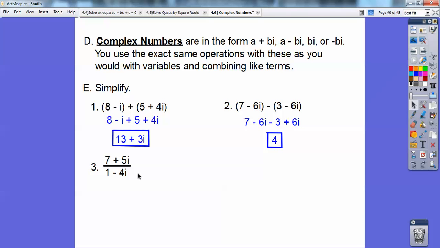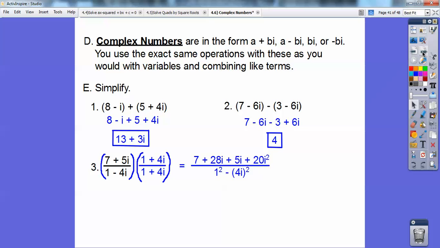All right, this one's a little bit different. Remember the conjugate trick in the last lesson? 1 plus 4i, I've got to multiply the top and bottom by 1 plus 4i. All right, when I do that, I FOIL out the top because I've got a binomial times a binomial. When I FOIL out the top, I get that mess right there.